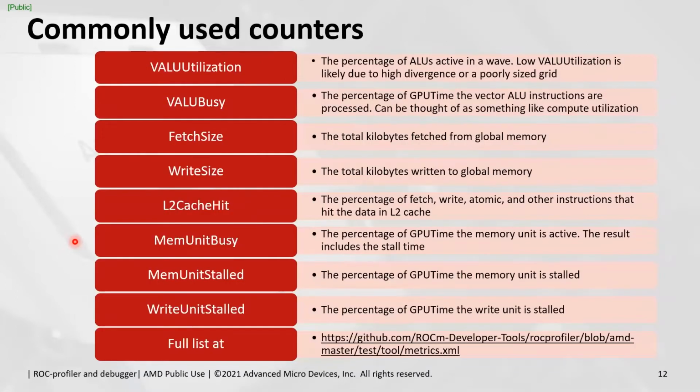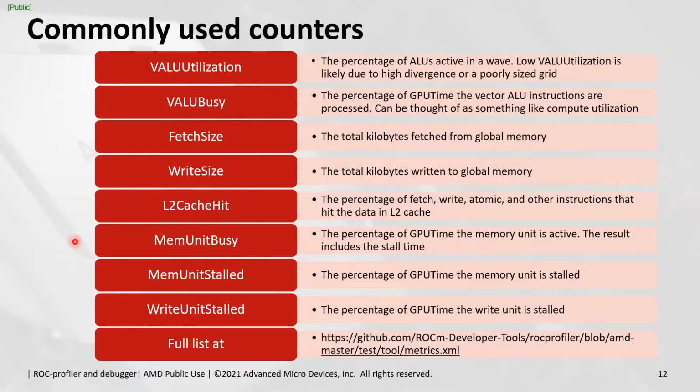Very commonly used counters on our hardware are the VALU utilization, where we want to check the percentage of our arithmetic or logical units being active in a particular way. If you have low VALU utilization, obviously it's due to some high divergence or poorly sized grid or things like that. So these give you an insight into where you want to start looking and start optimizing your code.